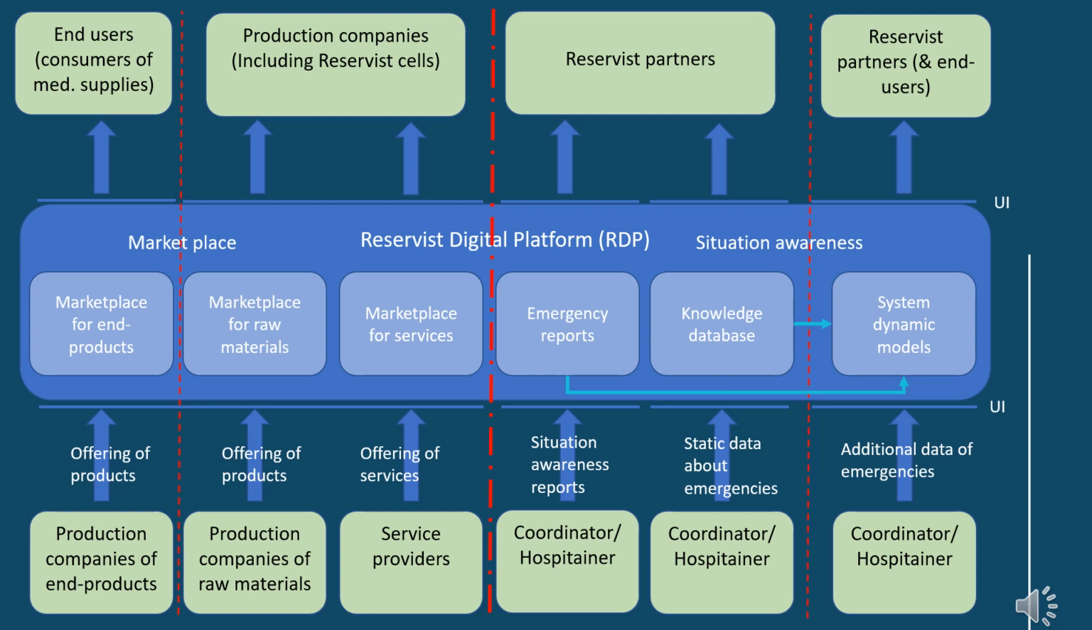The aim is to support preparedness so that the companies would be ready for ramp-up when it is time to be activated. The situation awareness means emergency reports for the Reservist suppliers. It also contains a knowledge database that includes general information about emergencies and their features. The Reservist project has also created a system dynamic model to simulate the needs of consumables in crisis.